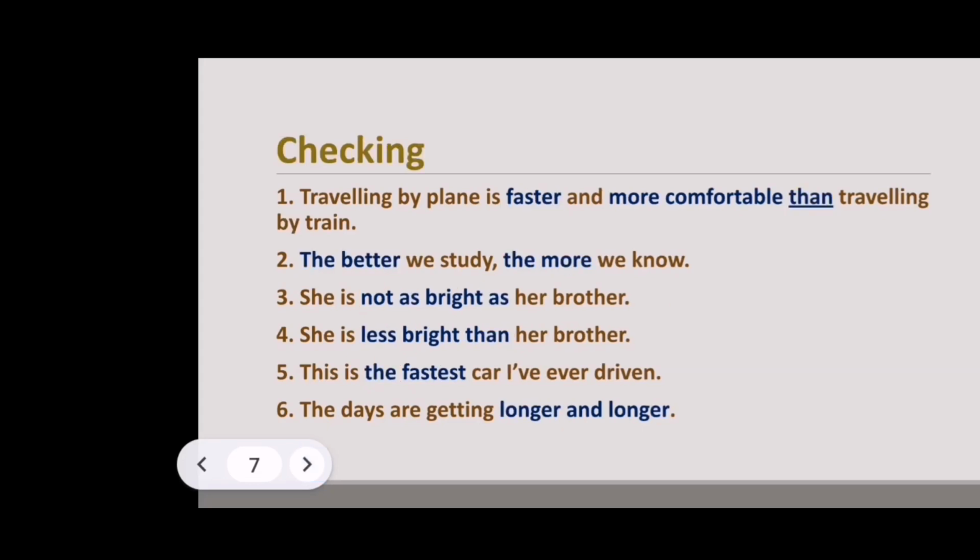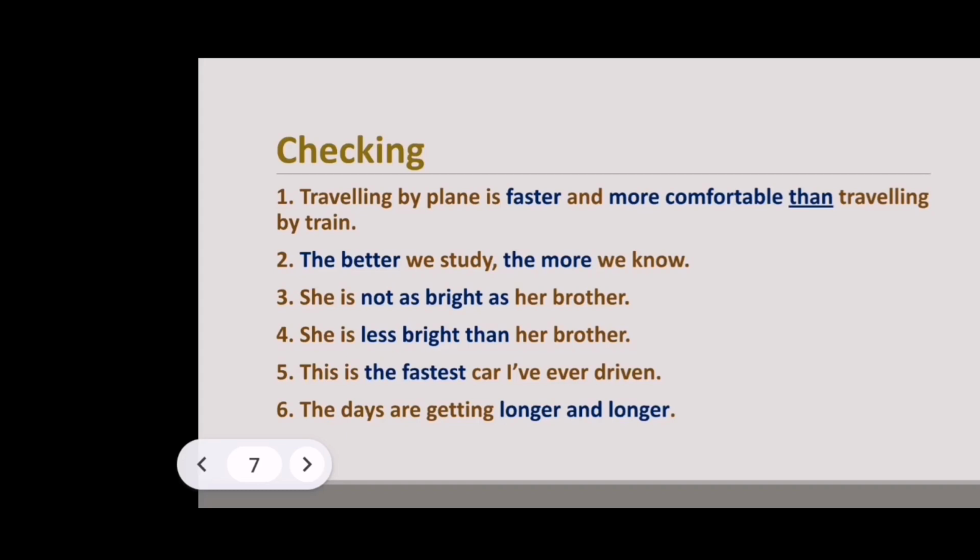Now let's check. Number 1, faster and more comfortable. We have here than, so just comparatives. Number 2, structure, the better, the more, the comparative and the comparative. Number 3, she is not as bright as her brother, as... as and not as... as. Number 4, she is less bright than her brother. We have here than, so it's necessary to use comparative, but in this situation we should weaken this adjective. That's why we use less bright. It's okay, we can use less with adjectives. For example, less rich, less bright.